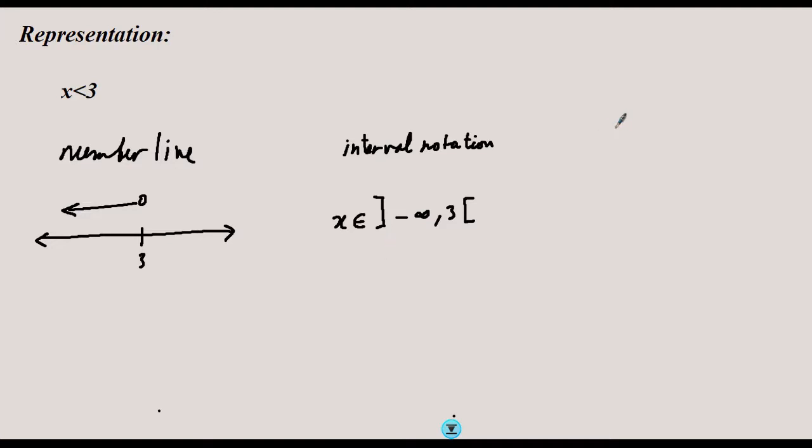Also, we have set notation to represent the same inequality, and that would be the set of x such that x is less than 3 and x belongs to the set of the real numbers. Three different ideas to represent this inequality, and they are all conveying the same message. What's new is probably the interval notation. So let's look at another inequality.